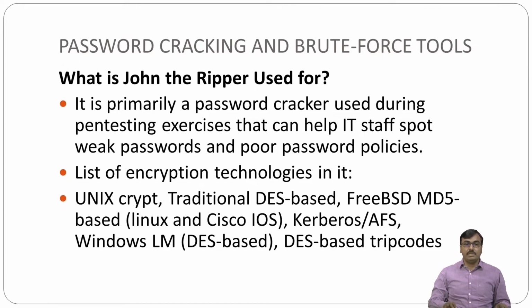The list of encryption technologies in it includes Unix crypt, traditional DES-based, FreeBSD MD5-based, Linux and Cisco, Kerberos AFS, Windows LM DES, data encryption standard based, DES-based trip codes, and so many standards or encryption technologies used in the JTR tool.